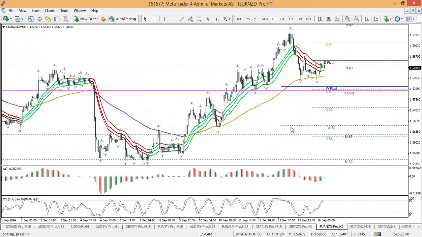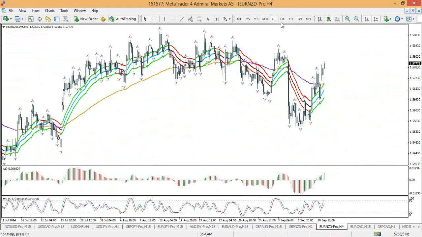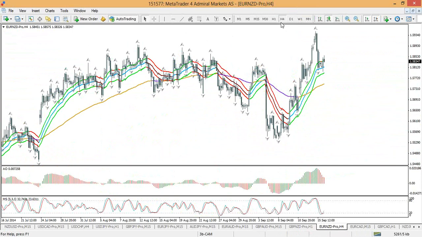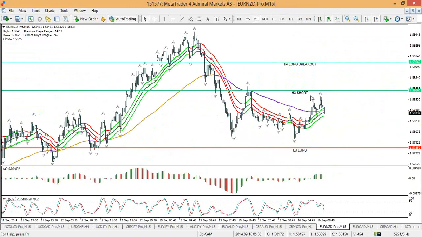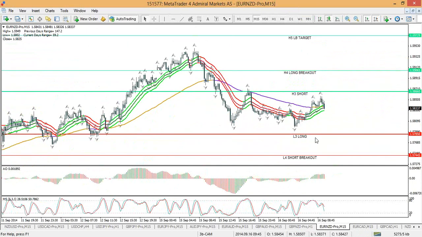Besides the Camarilla, we see more of an upswing here, if anything, in my opinion, on the 4-hour as well. So the downside, I think, is a bit shaky. Plus, we have monthly and weekly pivot points below us. So this looks more bullish than bearish. I would rather look for the break of the H3 than the break to the downside of the L3. I wouldn't do that.